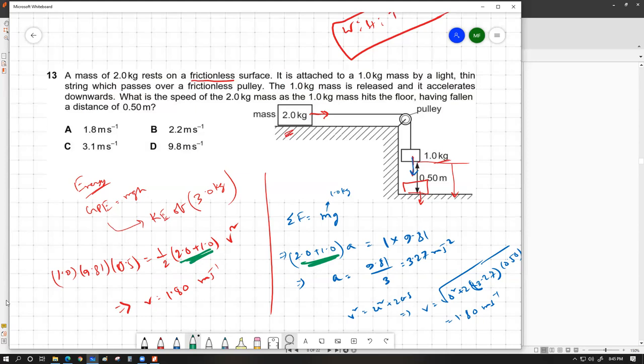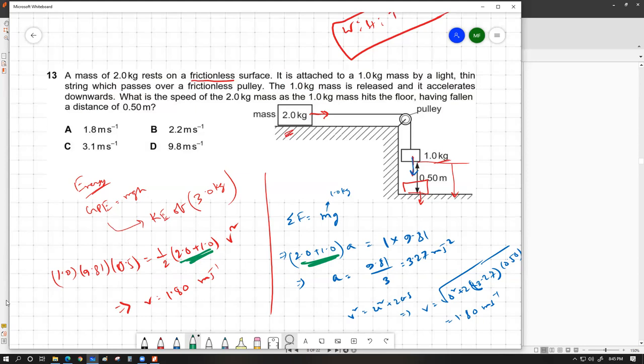In this case, the total initial GPE, which was only coming from the GPE of the 1 kg object, was transferring to the kinetic energy of both the objects. Or in other words, the total amount of force that is available because of the weight of the 1 kg object is responsible to move both the objects. That is the key part that you shouldn't mess up.